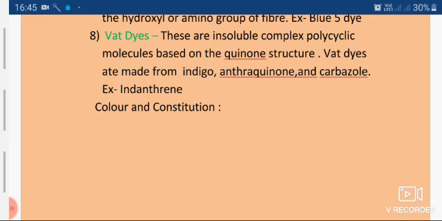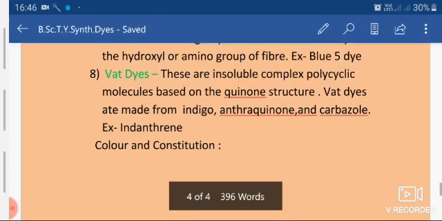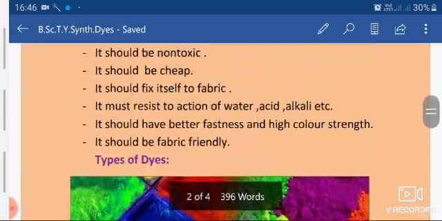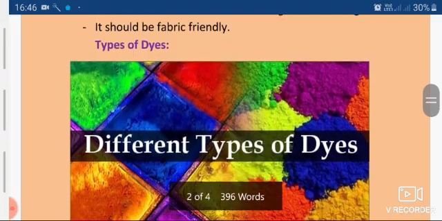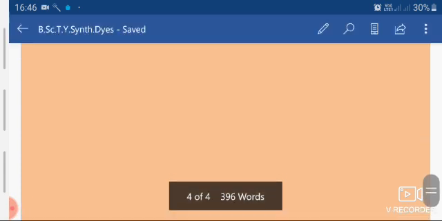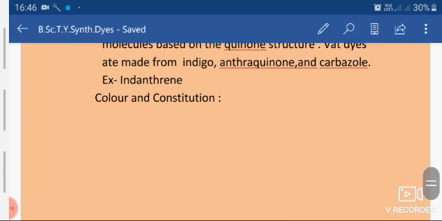So it was all about the synthetic dyes, their good characteristics, and classification of synthetic dyes. After looking into all those points, now we will go for the next topic, that is color and constitution. We will continue in the next lecture. Up to that, thank you and good luck for your semester examinations.